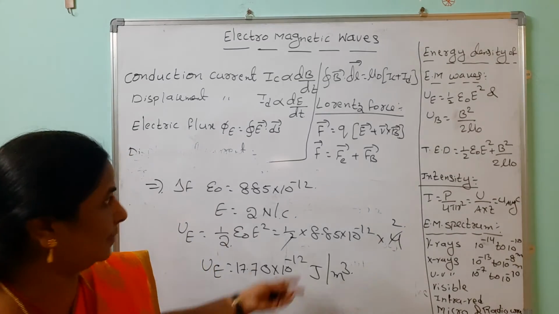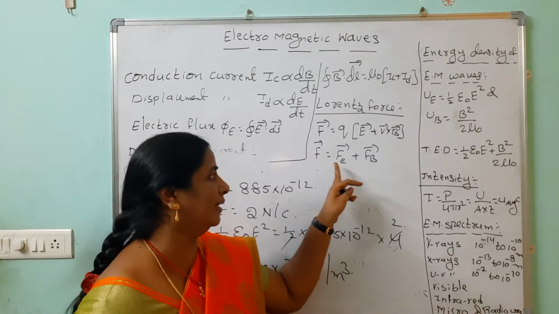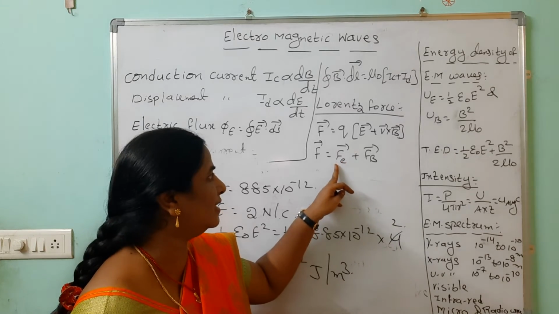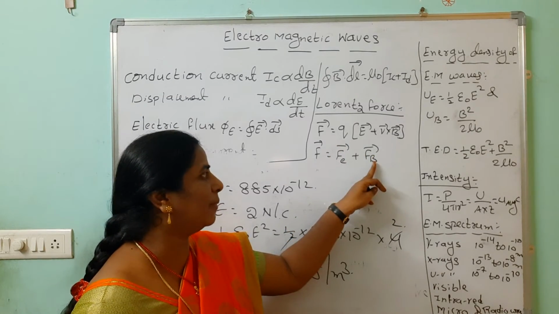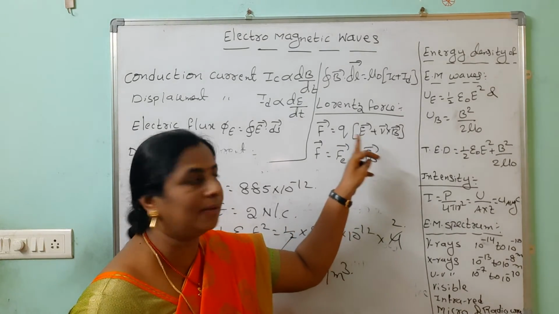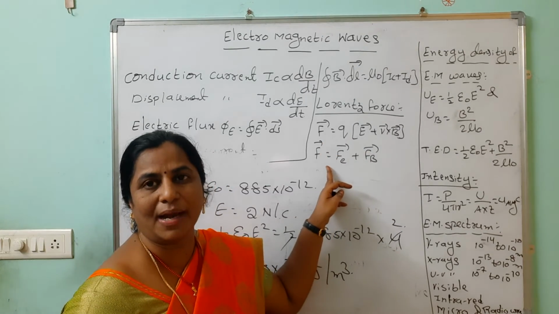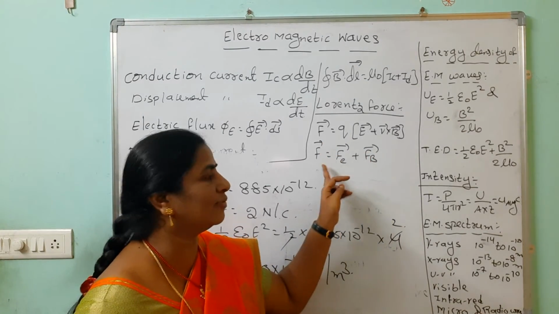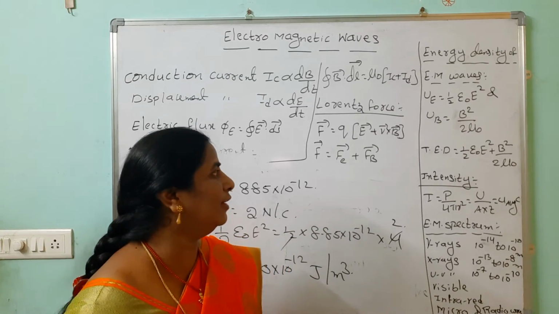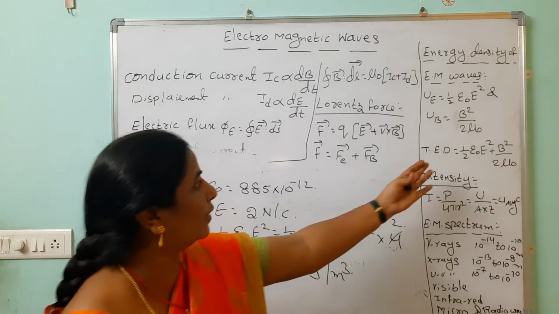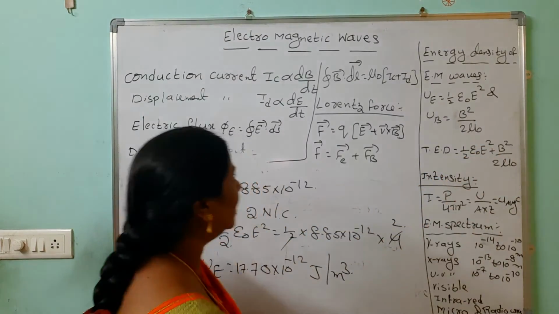Then not only this, suppose the force due to the electric field is 10 newtons, and due to the magnetic force it is 20. The total force on the electromagnetic waves, you can just add 10 plus 4, which is 14 newtons, we can take it.